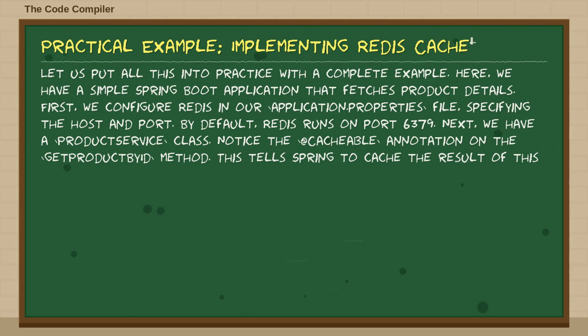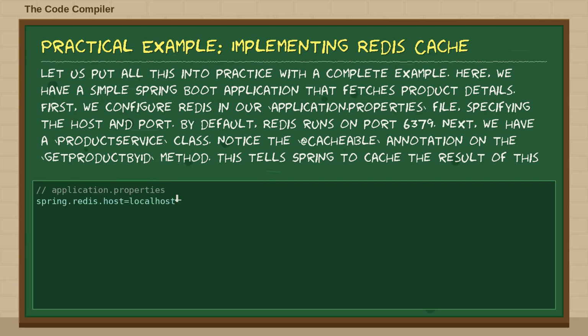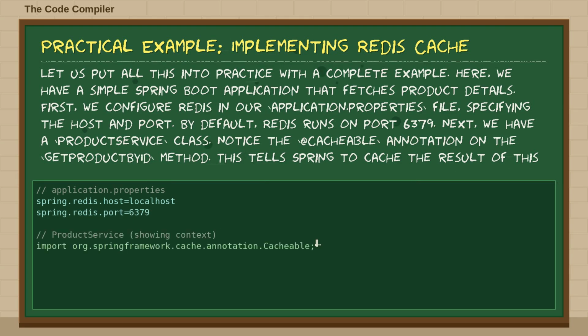If a product with a given ID is requested for the first time, the method body executes, simulating a database call, and the result is stored in the products cache. Subsequent requests for the same product ID will directly retrieve the product from Redis, bypassing the time-consuming database operation. This is how you implement basic Redis caching in Spring Boot.